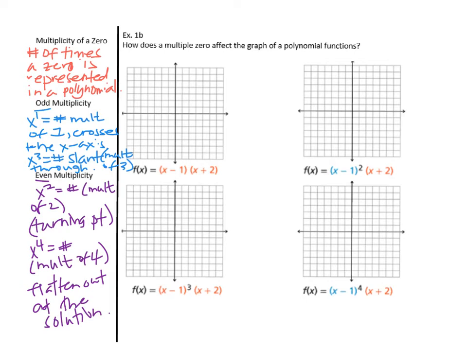It says, how does a multiple 0 affect the graph of a polynomial function? Let's take a look at the examples on the right. In that first example, f of x equals x minus 1 times x plus 2. Now for that, we're going to find our zeros by setting the equations equal to 0. X minus 1 times x plus 2 equals 0. That means x equals positive 1 and x equals negative 2. So we would plot a 1 and negative 2.